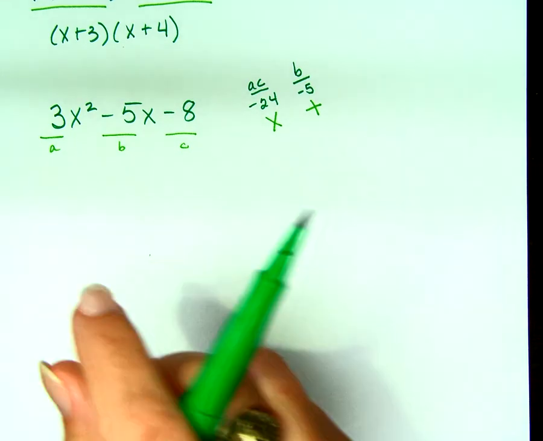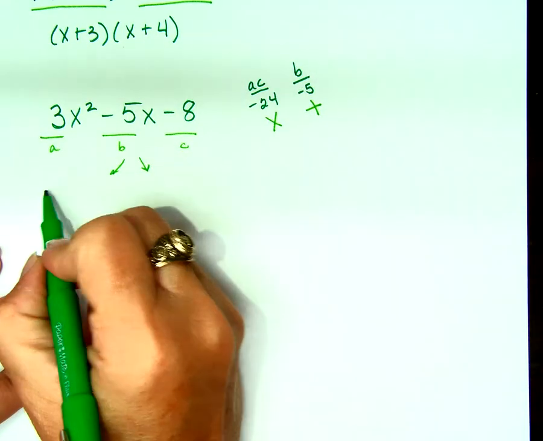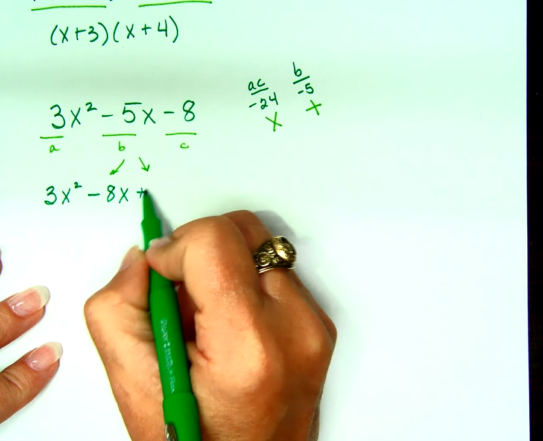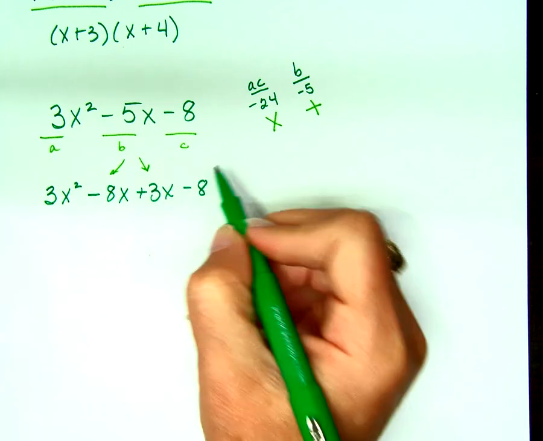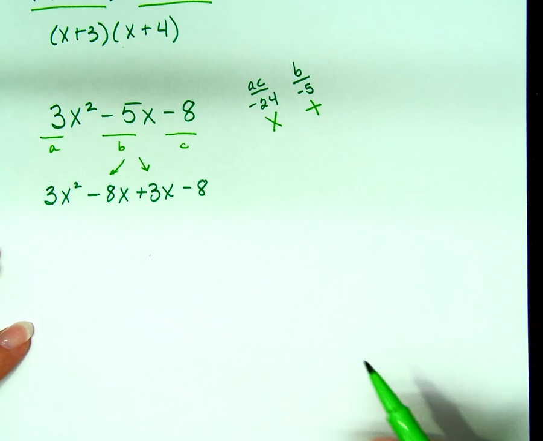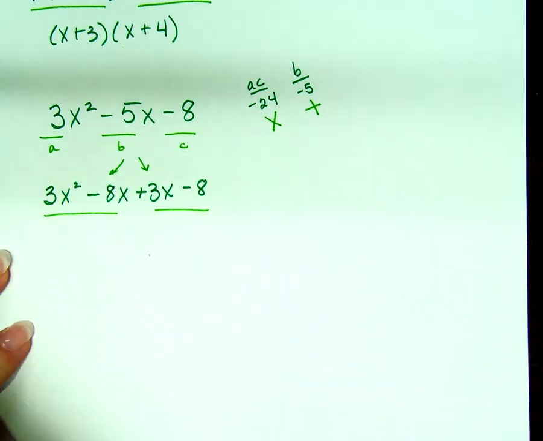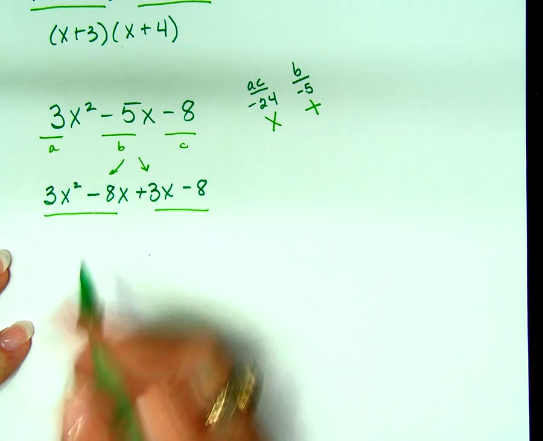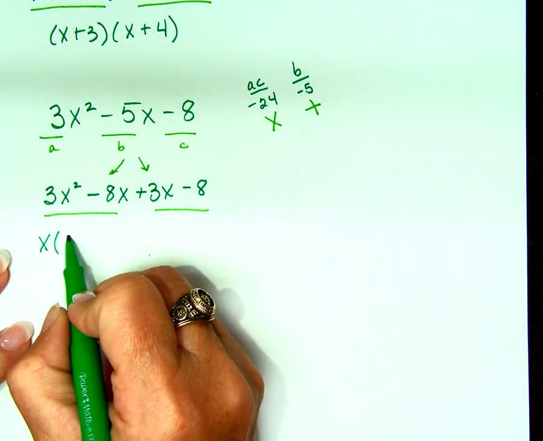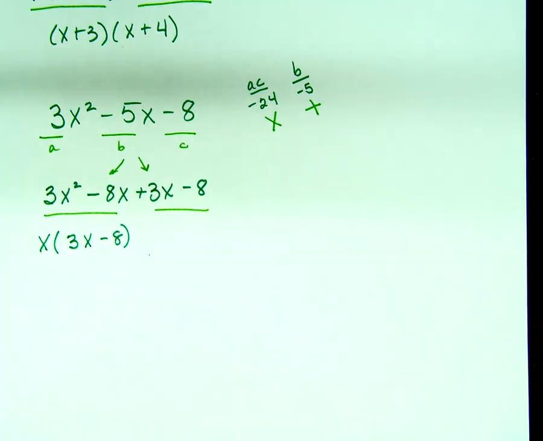Oh, yeah. So I'm going to split my middle term into 2 parts, the 2 parts he just said. 3x squared minus 8x plus 3x minus 8. Okay? Now that there's 4 terms, what do I do? Factor by grouping. Very good. What's common in the first 2 terms? An x, that's all, right? What's left if I factor out an x? 3x minus 8.